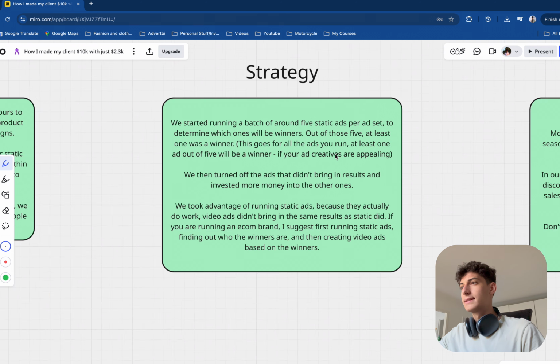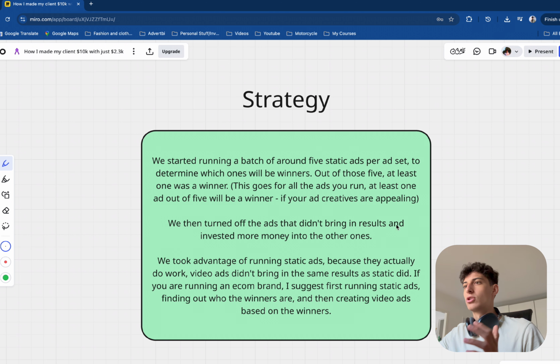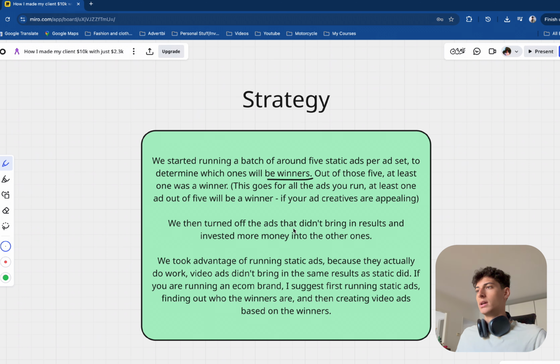So, second of all, strategy. We started running a batch of around 5 static ads per ad set to determine which ones would be winners. And out of those 5, at least one was a winner. This goes for all the ads you run: at least one ad out of the 5 you run will be a winner, if your ad creatives are appealing. Of course, they have to fit certain criteria, otherwise most likely none of them will perform.